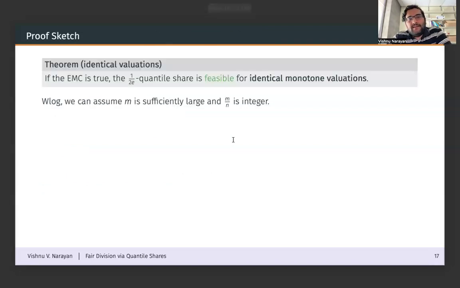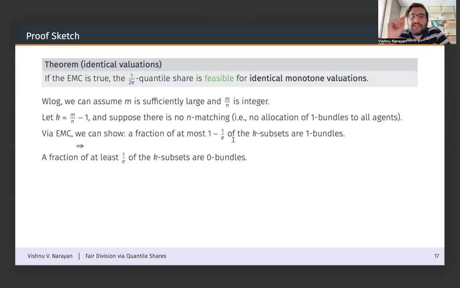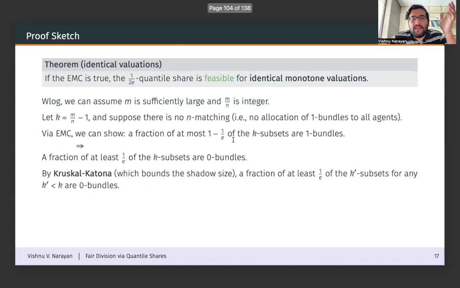To see more details, the full proof sketch is that without loss, we can assume that m is sufficiently large and m over n is an integer. We can do this by adding dummy items of value 0 to our instance. And then we let k equal to m over n minus 1, and suppose there is no n matching. Via the Erdős matching conjecture, we can show that a fraction of at most 1 minus 1 over e of the k bundles are 1 bundles, and therefore a fraction of at least 1 over e are 0 bundles. Then we can apply the Kruskal-Katona theorem, which bounds the size of a shadow of any family, in this case the family of k element sets that are 1 bundles. So it says a fraction of at least 1 over e of the k prime subsets, for any k prime less than k, are 0 bundles.